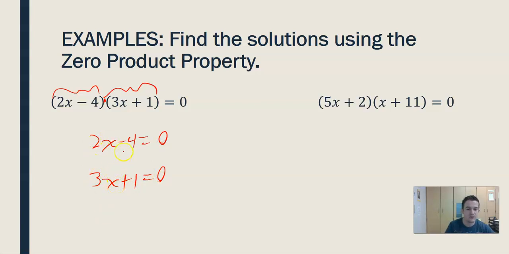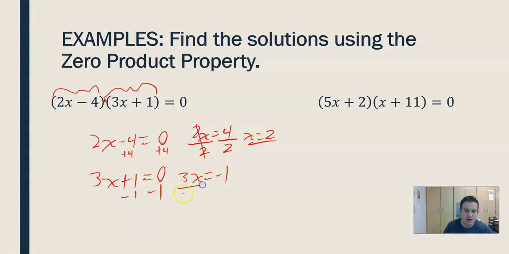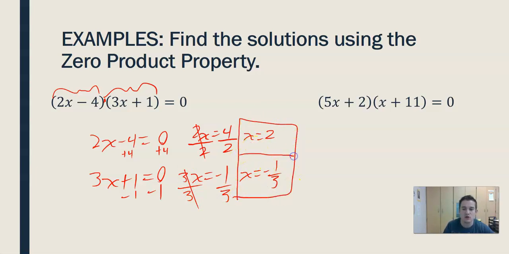Let's solve. I'm going to go ahead and add 4 on both sides, and I'll have 2x equals 4. I'm going to divide by 2 on both sides, and I'll get x equals 2. That's my first one. Here I have 3x plus 1, so I'm going to subtract 1 on both sides and get 3x equals negative 1. I'm going to divide by 3 on both sides, and I'm going to have x equals negative 1/3. So those are my two solutions, or my two zeros.